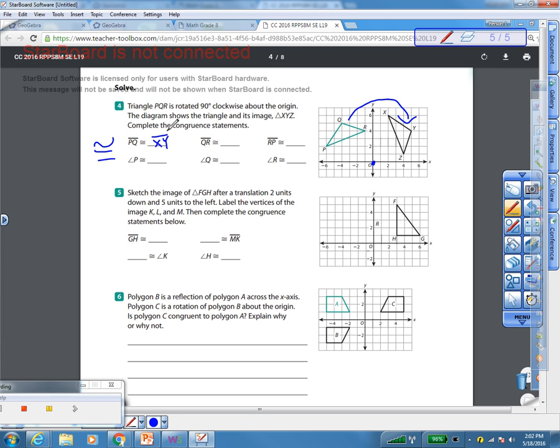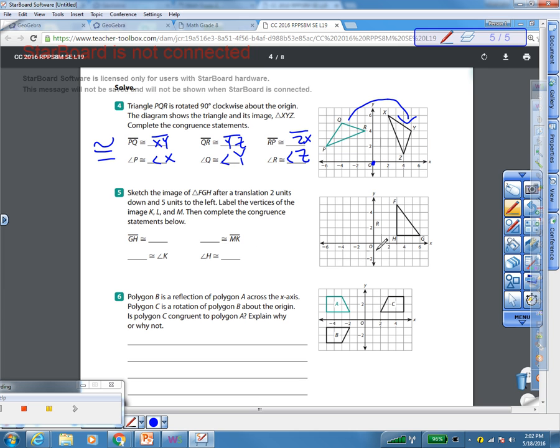So if you picture these rotating, or you could use your sheet protector. So here's PQ, and it's rotating over here to XY. And then QR is going to match with YZ. RP is going to match with ZX. And now we're going to match some angles. So angle P, if we rotate it, it matches with angle X. Angle Q is going to match with angle Y. And angle R is going to match with angle Z.